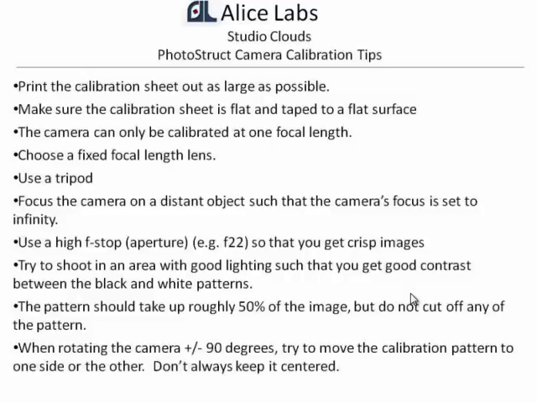Also, when you're rotating the camera by plus or minus 90 degrees, try to move the calibration pattern to one side or the other in the camera's view. So don't always keep it centered, because if it's always centered or if it's sort of small in the center of the lens, that'll be the only part of the lens that gets calibrated. So as you move the calibration sheet around in the camera's view, you're getting better lens coverage and you'll probably get a better calibration.